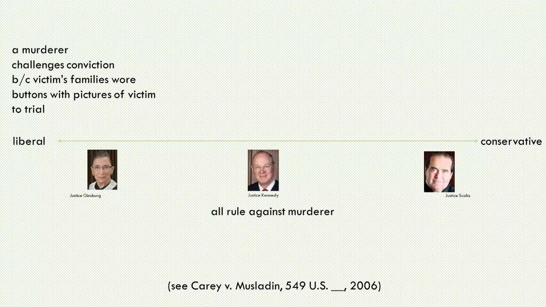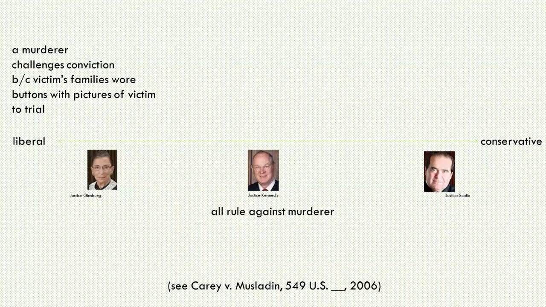Now, that position in the context of court cases would be considered to be so liberal that only extremely liberal justices would agree with the murderer. And in this case, which was a case from 2006, again you can look it up on Oyez, all justices agreed to vote against the murderer. So that case was located to the left even of the more liberal justices on the Supreme Court, and everybody decided to make a conservative decision here.